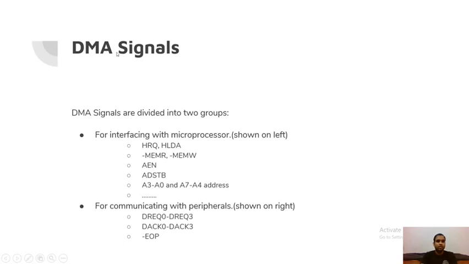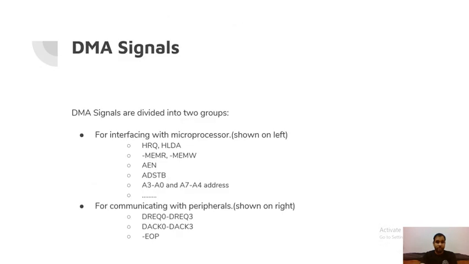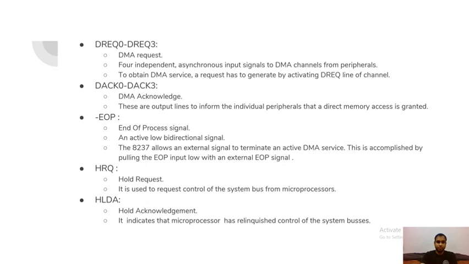Now our discussion comes to the DMA signals. DMA signals are divided into 2 groups. First one is for interfacing with the microprocessor, and the second one is for communicating with the peripherals. Like these on the left, these are for interfacing with the microprocessor, and these are for interfacing with the peripheral devices. We will see the function of each of these signals one by one.